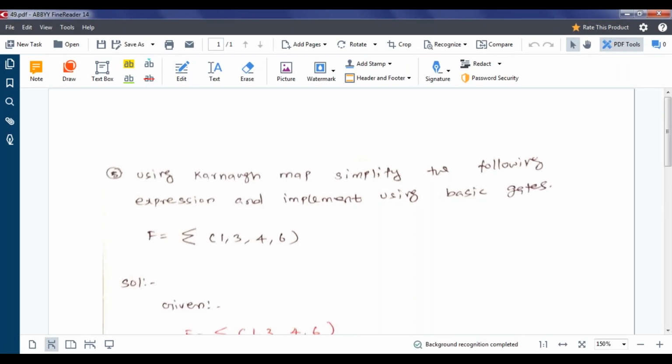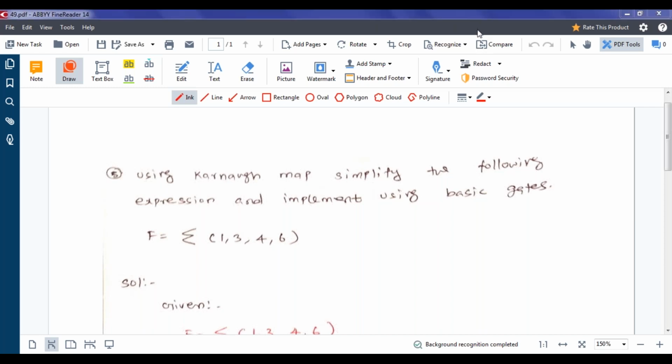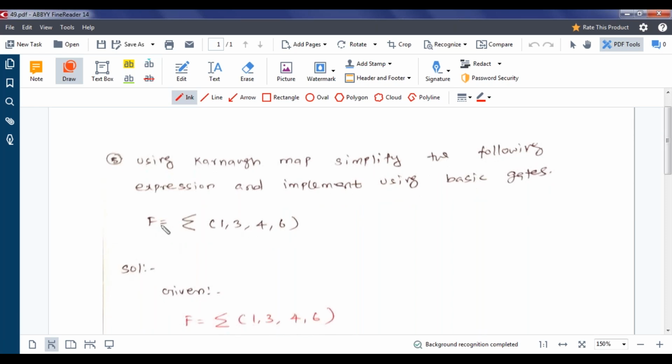Okay, take the next problem. Using Karnaugh map, simplify the following expression and implement using basic logic gates. This is the given expression, capital F equal to sum of 1, 3, 4, 6.